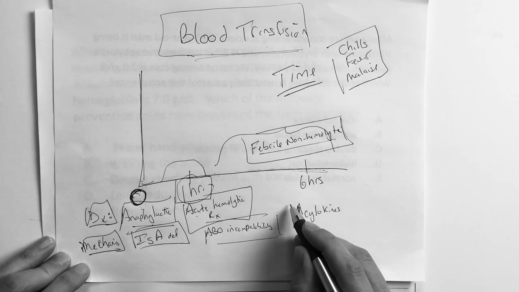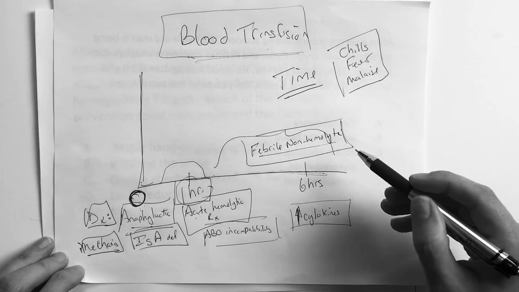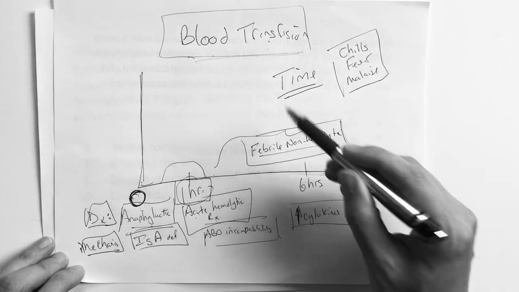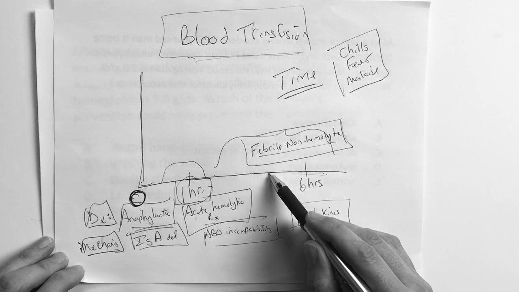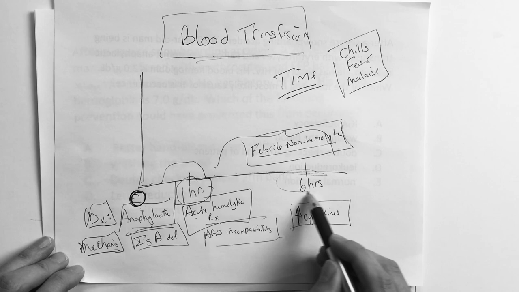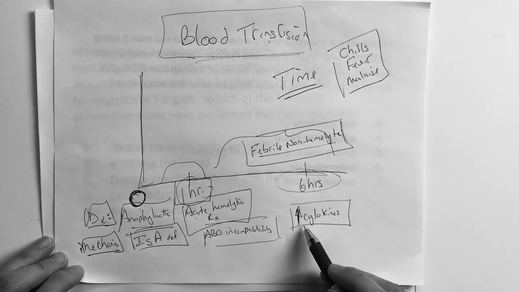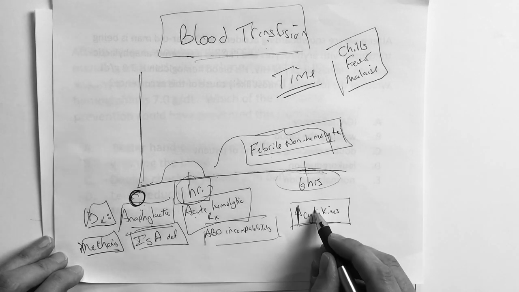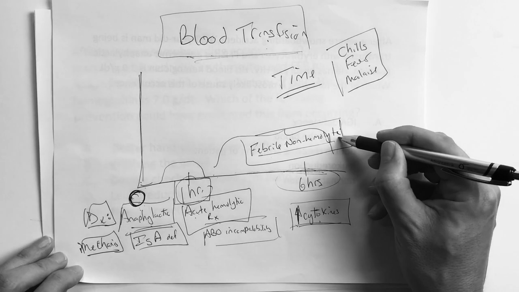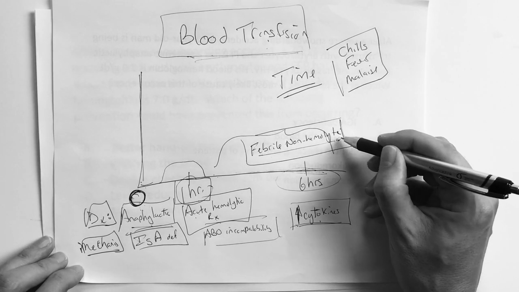And again, you should be able to work these backwards and forwards. If someone said, look, I have a blood transfusion, and I have a reaction at around 3 hours, 4 hours, 5 hours, around this time frame, what's the cause? And they said there's increased cytokines. You ought to work backwards and say, okay, that's a febrile non-hemolytic, okay?